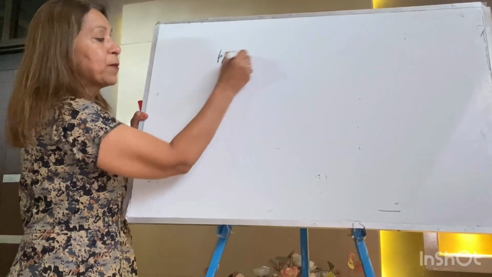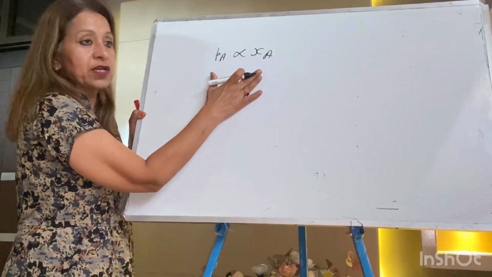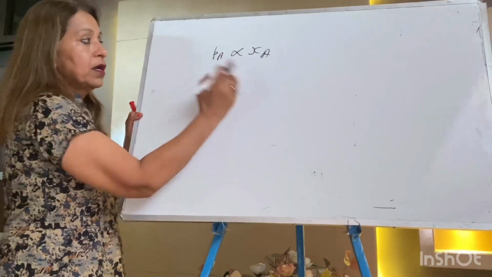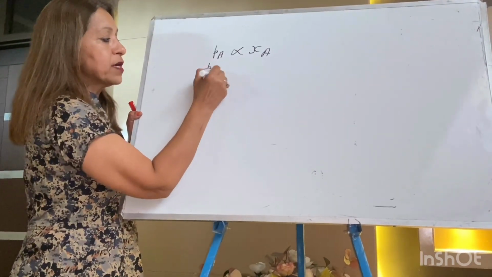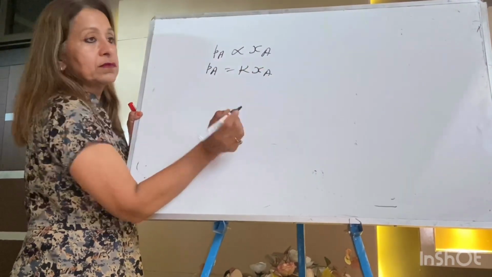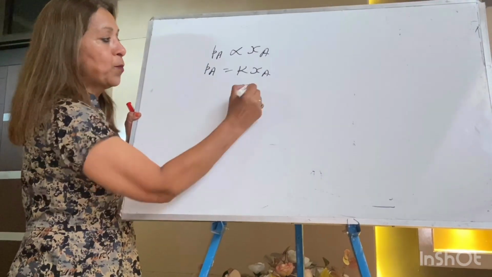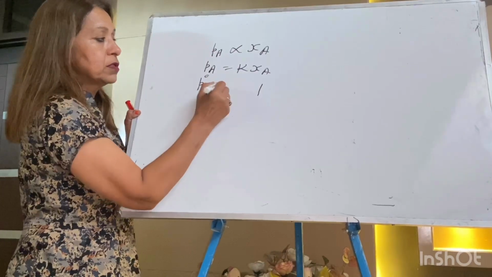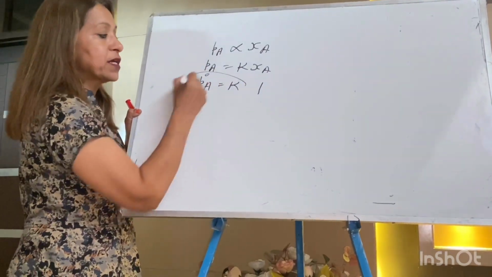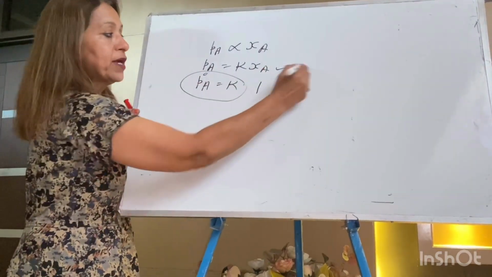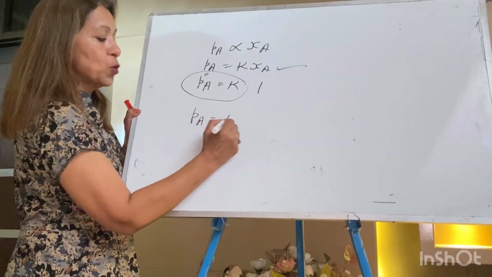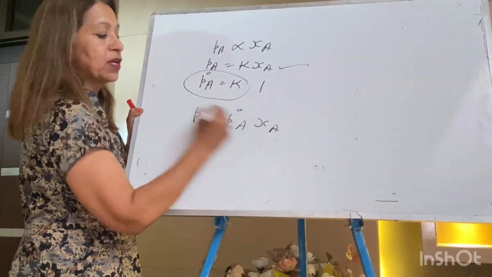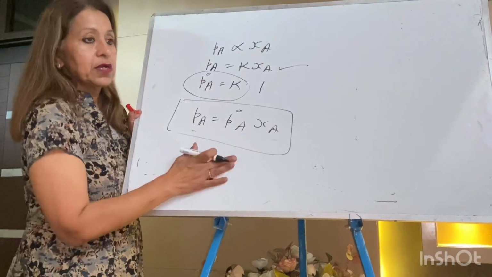It is PA proportional to XA. I think it's clear. It's the conclusion I am just taking. For A or B, PA is equal to K XA. In case of pure liquid, put 1 here. And when it is not a pure liquid, it's K. This means K is equal to P naught A. You put it here, and this comes: PA is equal to P naught A XA. I think it is clear now. This is Raoult's law.